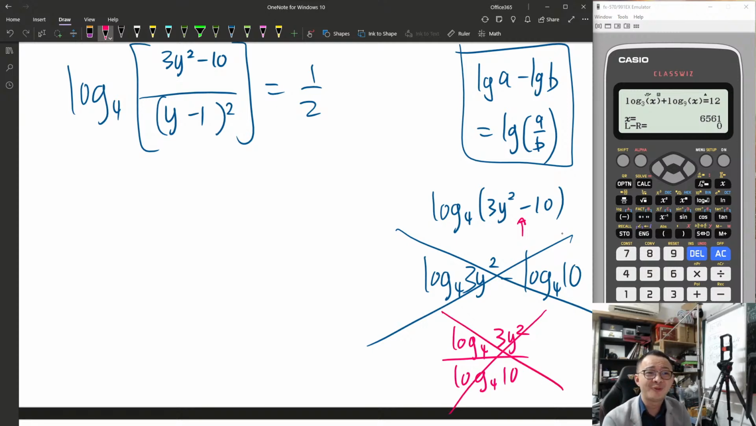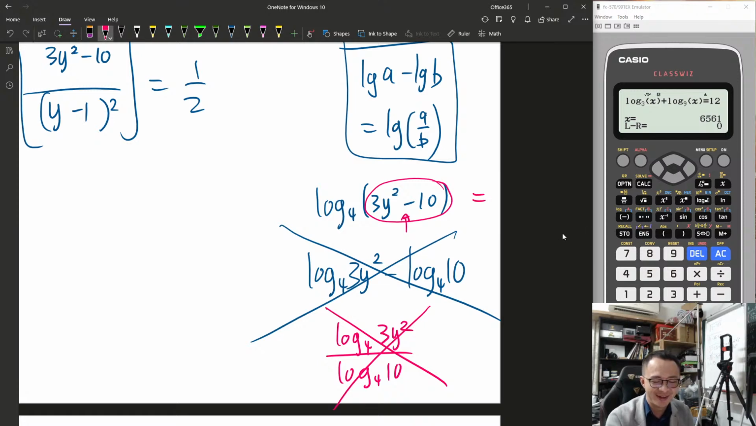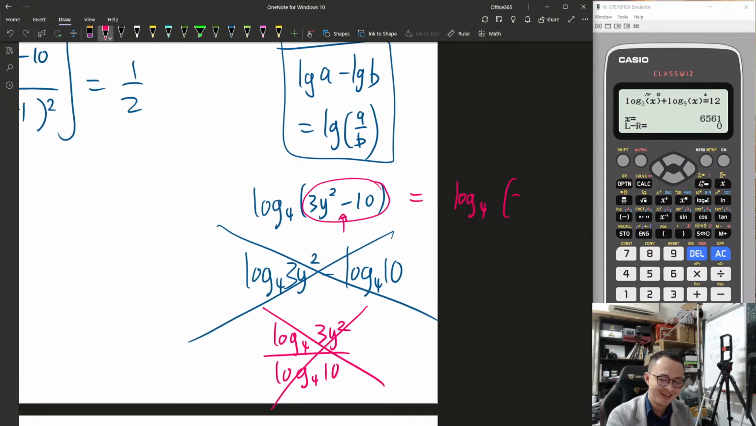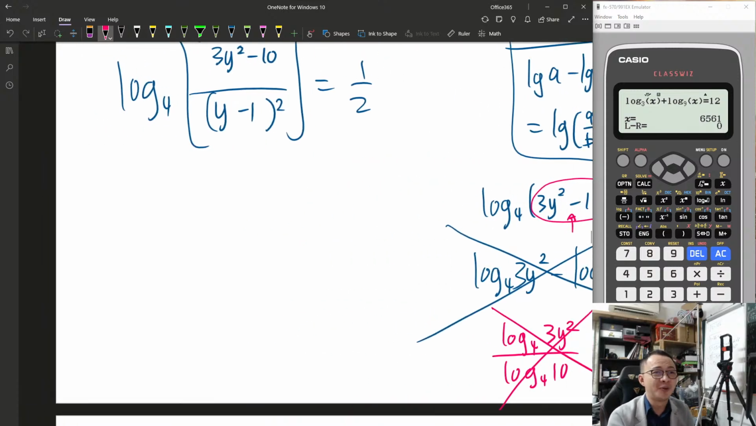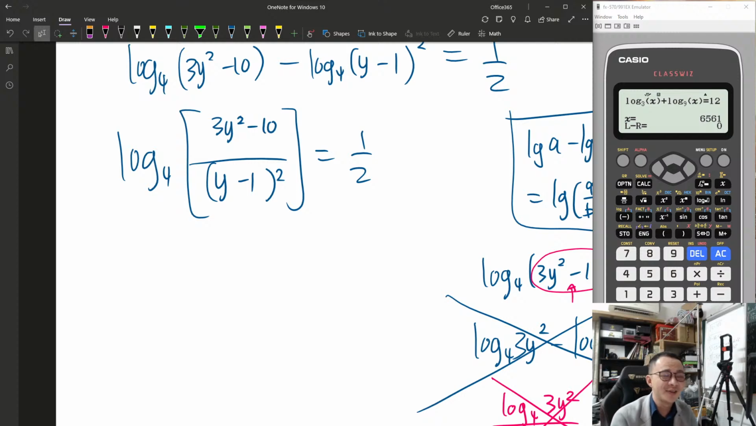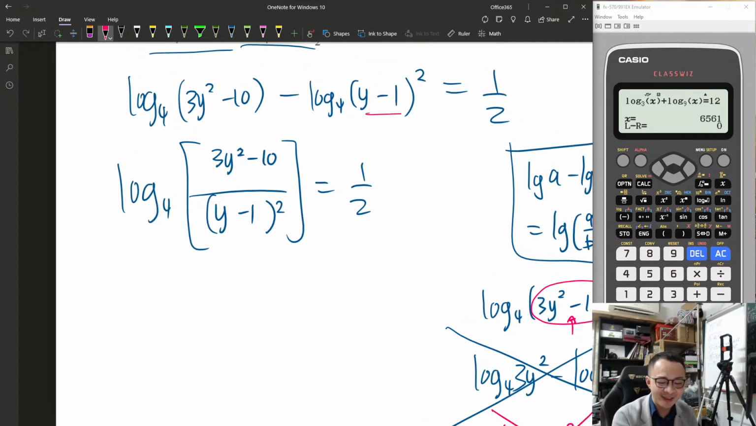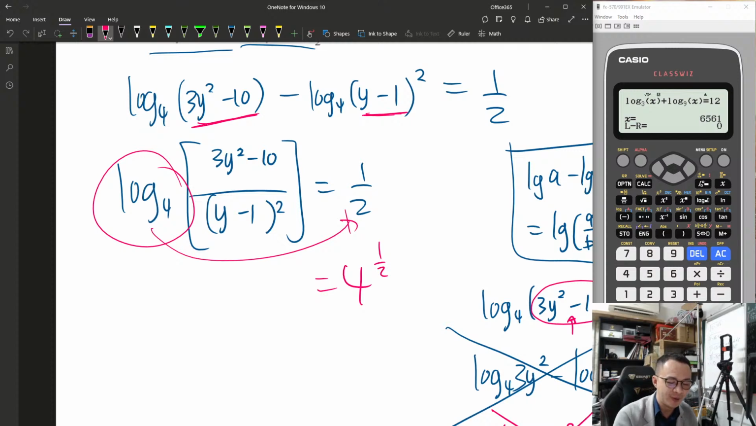What I want to tell you is, whenever there is log with a bracket inside, if there is plus or minus, you can't expand it at all. So you ask me, sir, then what will you get? You will get log 4 of 3y squared minus 10. Basically, I copy back the same thing because you can't expand it at all. Okay, don't be creative. You will lose marks for the log. So therefore you can see I didn't expand any of this, but I factorize out the log 4 and then I expand when I get rid of the log 4. So if log 4 I throw to the other side, I will get 4 to the power of 1 over 2. Then this one will just copy it.